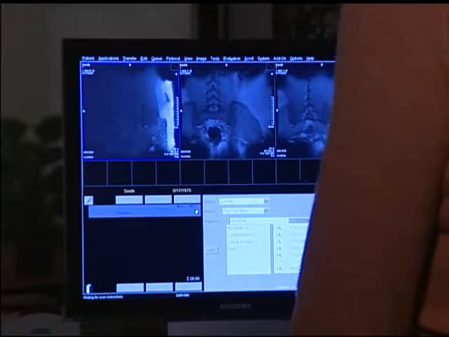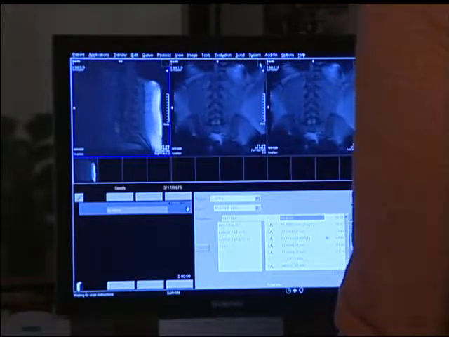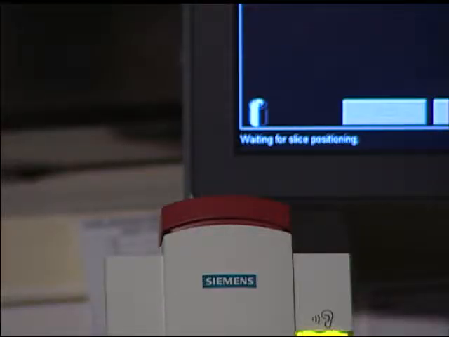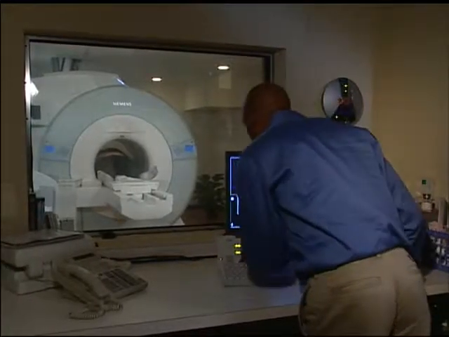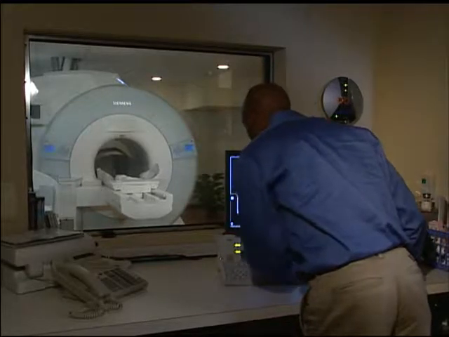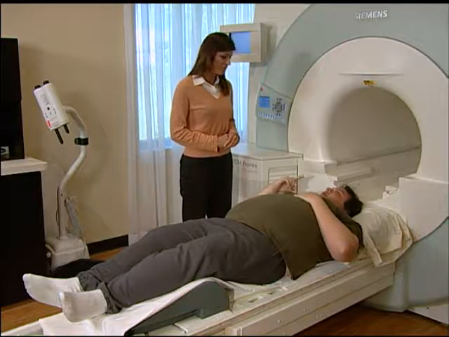During this time, a series of images will be taken. Each set of images requires several minutes to complete. An intercom system keeps you in two-way communication with the trained medical professional performing your exam, the MRI technologist. How are you doing in there? I'm doing good. It is very important that you remain still while the images are being acquired.